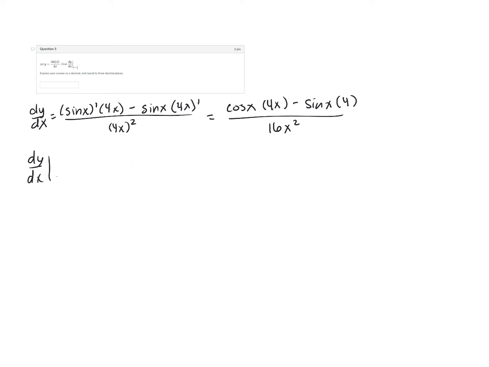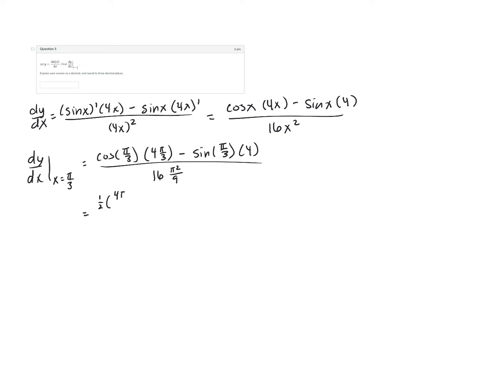We've done it just generally, but now let's find what it evaluates to at x equals pi over 3. So we're going to get cosine pi over 3 times 4 pi over 3 minus sine of pi over 3 times 4. And then on the bottom, we're going to get 16 over pi squared over 9. Cosine of pi over 3 is going to come out to 1/2. And it's going to be 4 pi over 3 still. Sine of pi over 3 is going to be square root of 3 over 2. Keep our 4. 16 pi squared over 9.